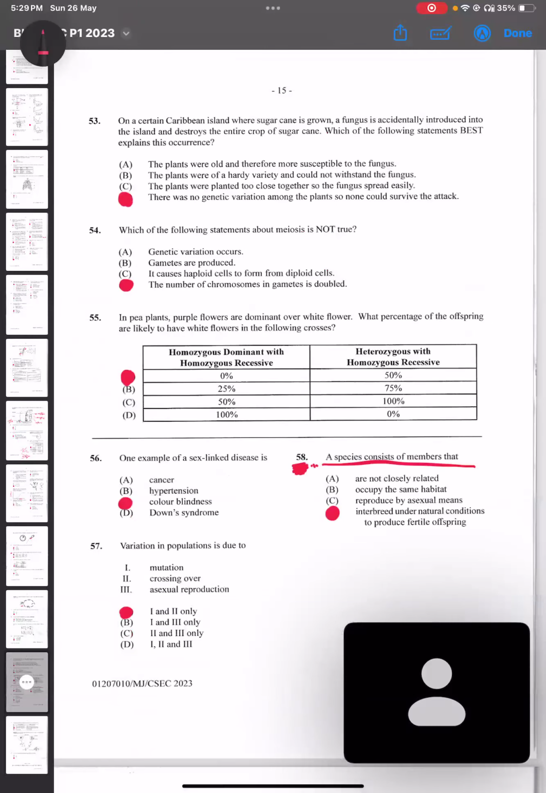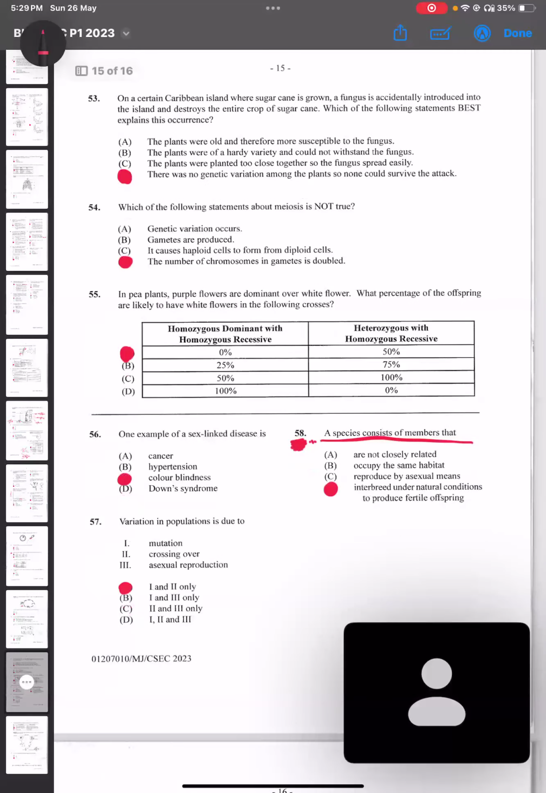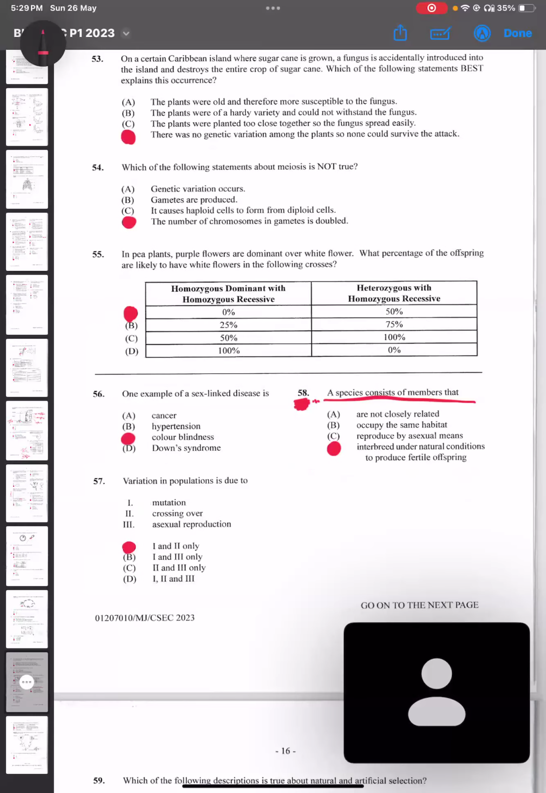So for 55, it is asking you which percentage of the offspring are likely to have white flowers in the following cases. P for purple is the dominant, so the dominant color is purple. W represents the recessive color, which is white. So if it is homozygous dominant, it is going to have 2 dominant alleles. And if it is homozygous recessive, it is going to have 2 recessive alleles.